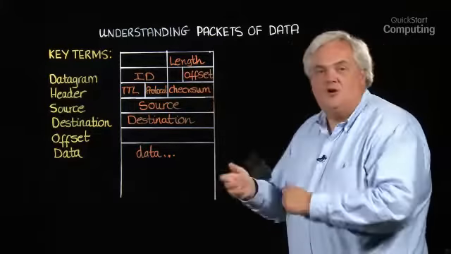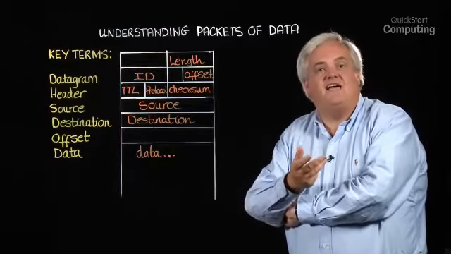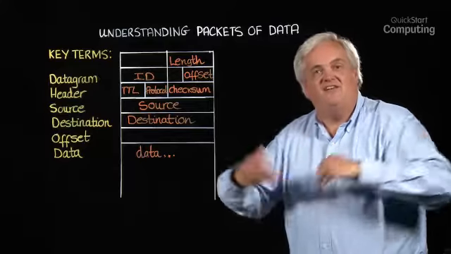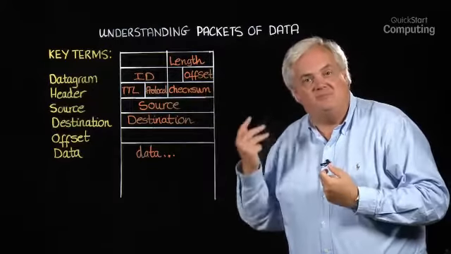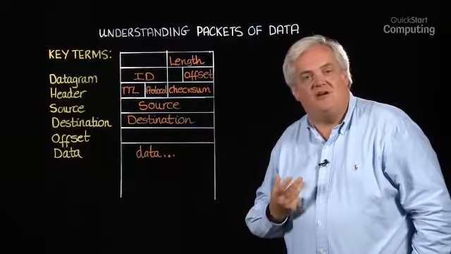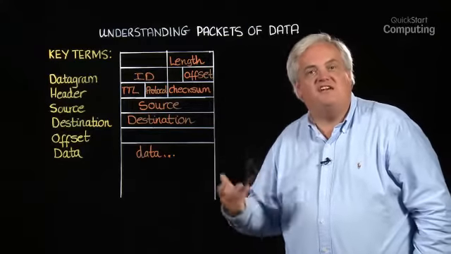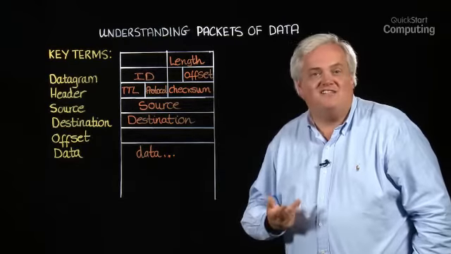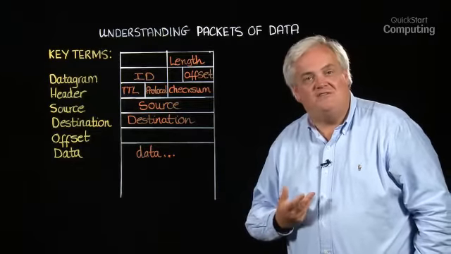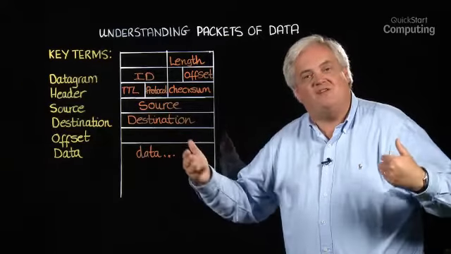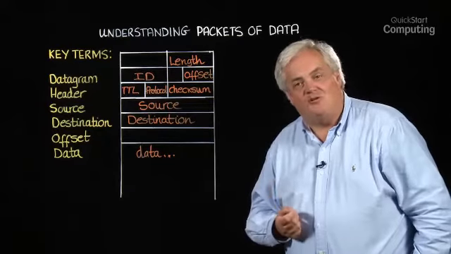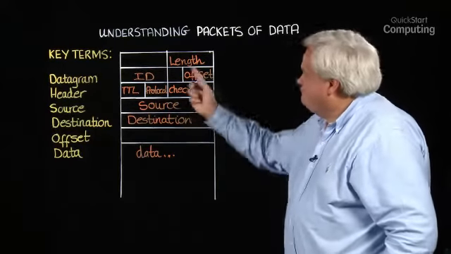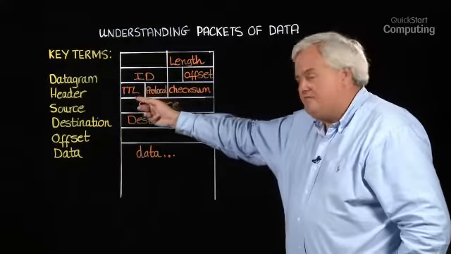We also include an offset part of the header which says where in the collection of packets this particular packet, this particular datagram comes. So is it the first, is it the second, is it the third, is it the 199th? And that again is important information for the receiving computer to be able to reassemble the original message from all of those packets. We transmit a number of other bits of information too.